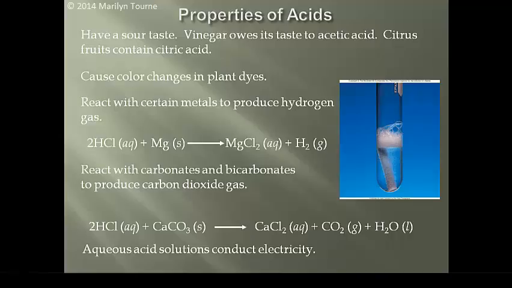And of course, we know that aqueous acid solutions will conduct electricity because they dissociate completely into ions. So the definition of a Bronsted acid is that it's a proton donor. They donate protons in water. Some common acids that we use in the laboratory include hydrochloric acid, nitric acid, acetic acid, sulfuric acid, and phosphoric acid.